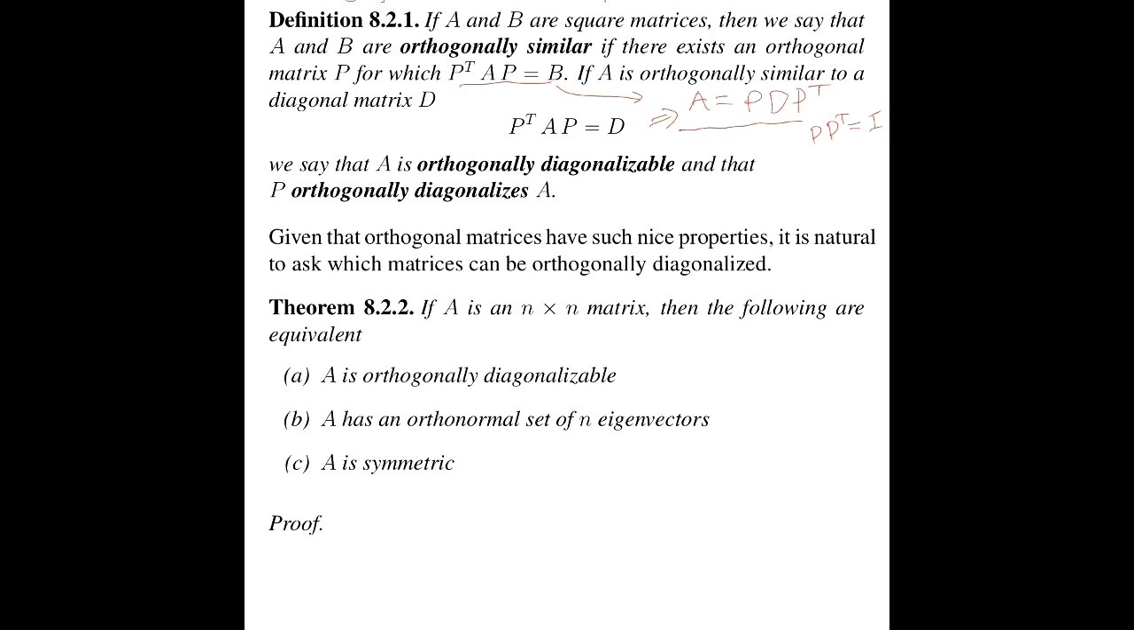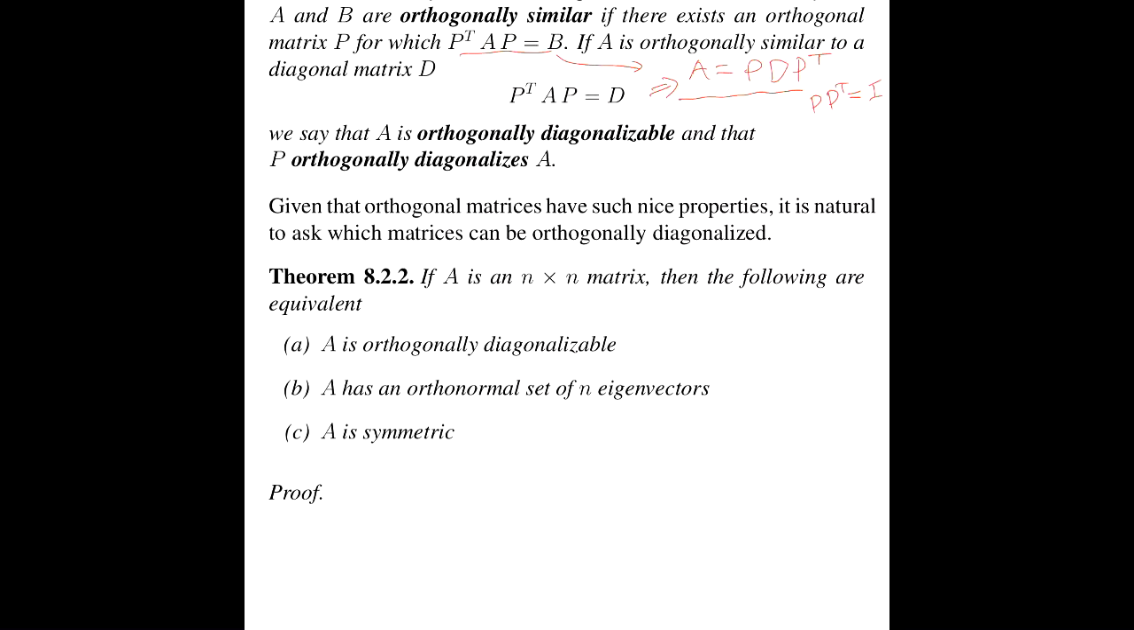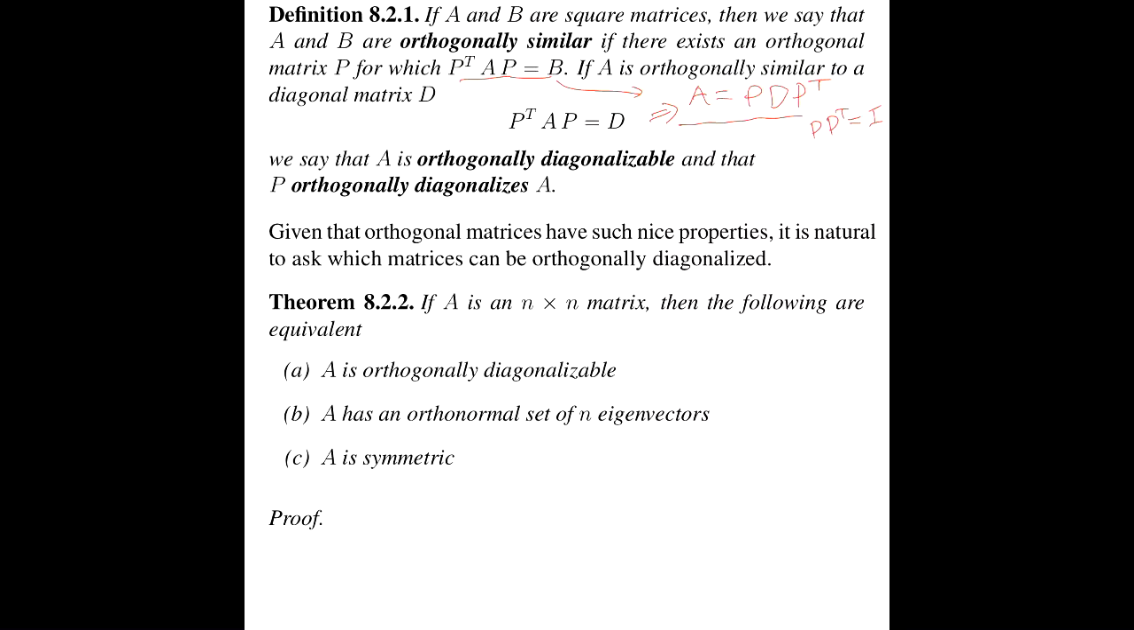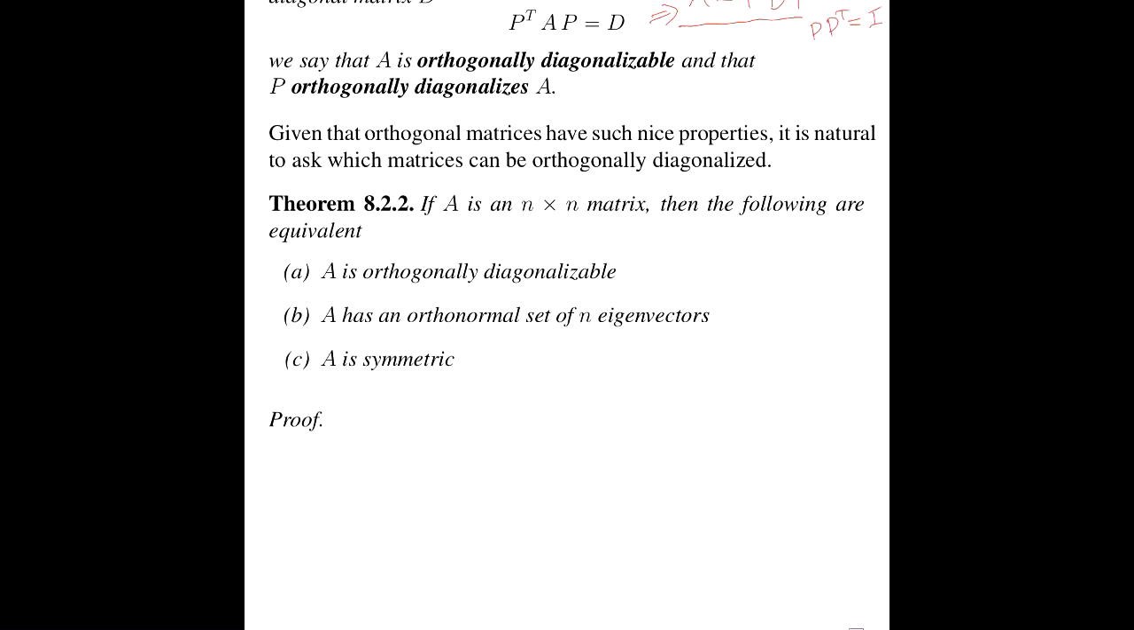So now we can ask, since these orthogonal matrices have such nice properties as we discussed yesterday, it is natural to ask which matrices can be orthogonally diagonalized. What kind of matrix A can be orthogonally diagonalized? So here is the theorem.